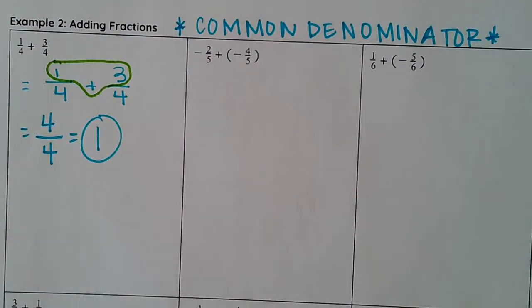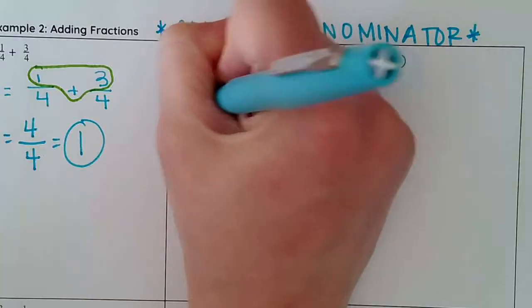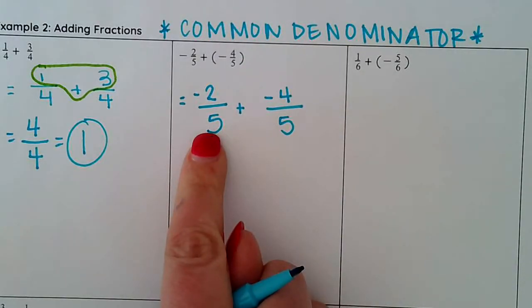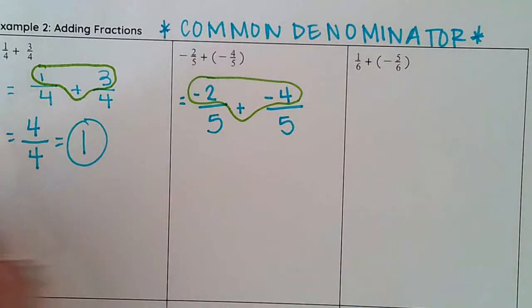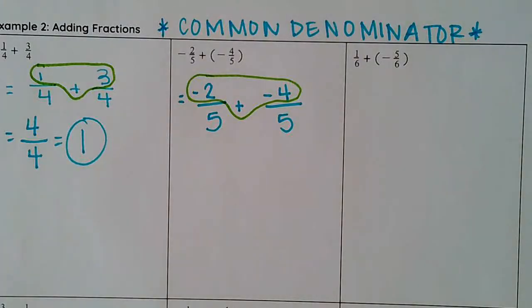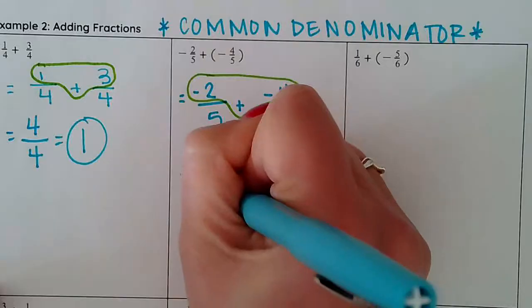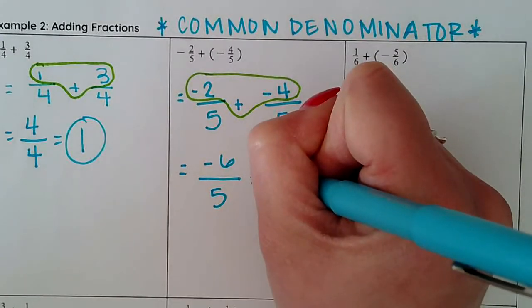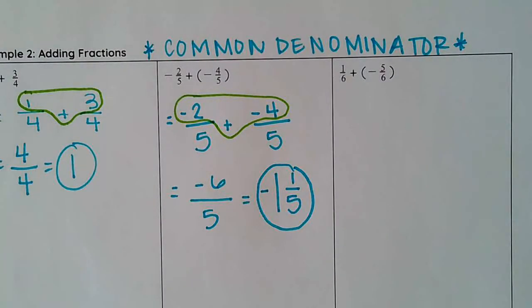Now let's get into some negatives. So again, I can go ahead and rewrite this, and I'm going to take that negative and attach it to my numerator. Now in this case, again, my denominators are the same, so I can just focus on the numerator. So now I think back again to my integer rules. If I have -2 and I add on -4, that is going to get me -6. My denominator stays the same, so I'm left with -6/5. I can simplify that down to say -1 and 1/5 as my answer.